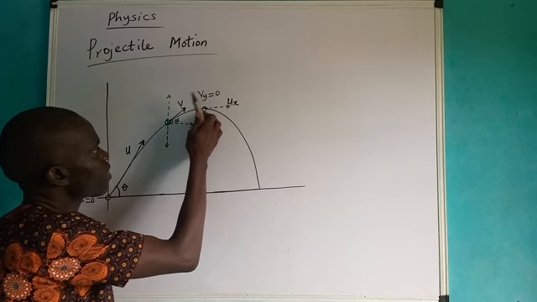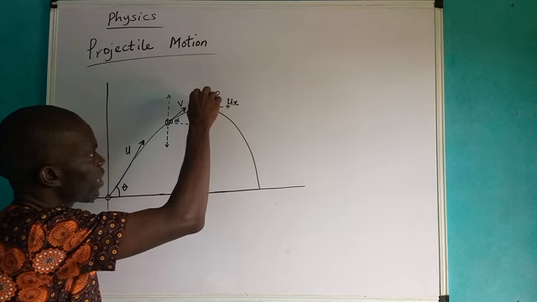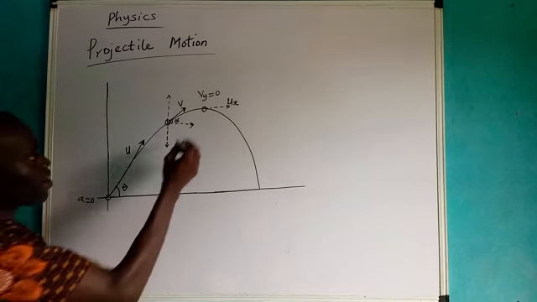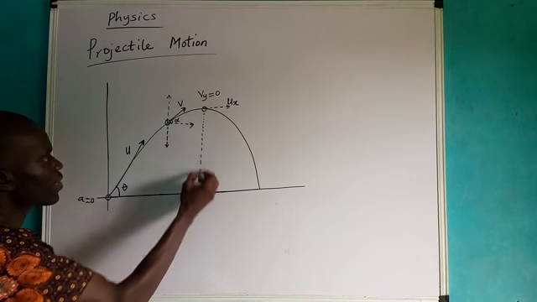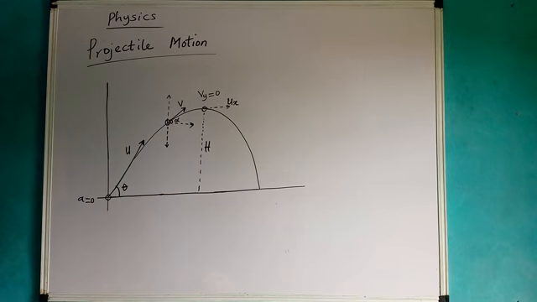Now do you know that this body will still leave here and come to this position, and this position is the highest height that this projectile can attain. Therefore, at this point we have the maximum height, and we use h to represent that maximum height.